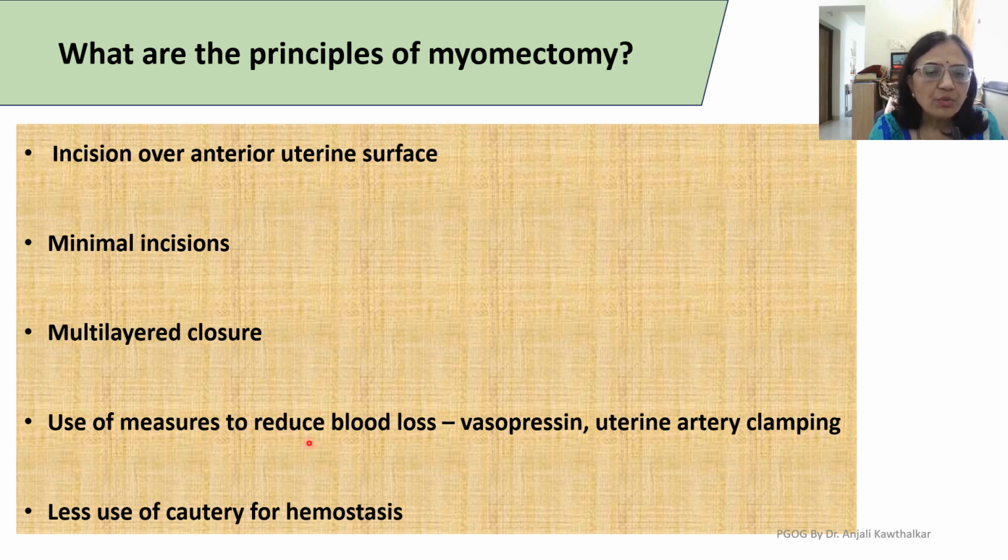Then all the measures to reduce blood loss are to be used, such as use of vasopressin, uterine artery clamping, or infundibulopelvic ligament clamping, and less use of cautery for hemostasis. It is better to do the hemostasis by using sutures, as cautery will lead to more tissue damage and a weakened scar. Myomectomy scar will be weak.